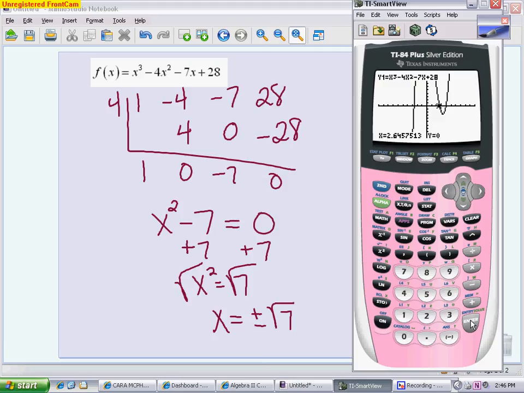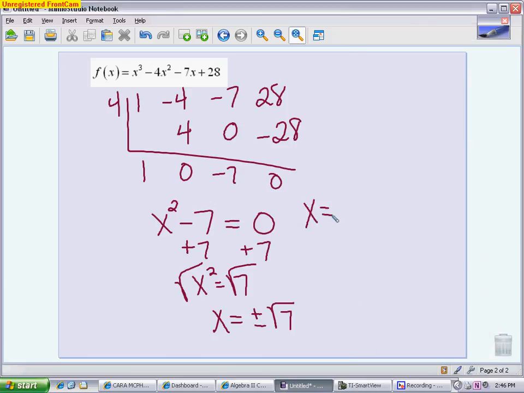So this one has 3 zeros. One is an integer, 4. The other two are plus and minus radical 7. So if I had to come off to the side, I would write this as my final answer. Here are my 3 real zeros.